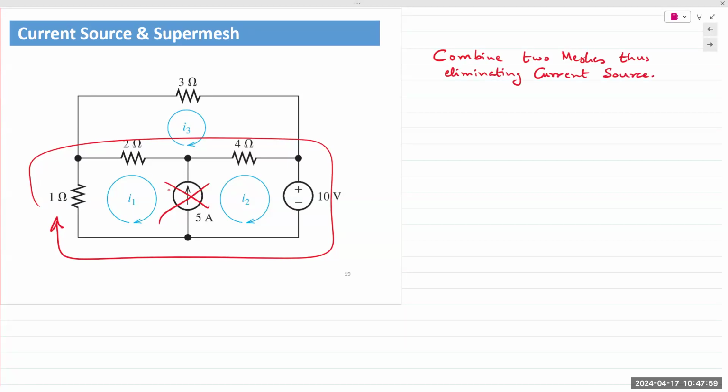Yes. That would be different. Remind me at the end when I finish this, I will explain that. The question being asked is if the current source was not shared between two meshes, right? Yeah, that'll be after I finish this.